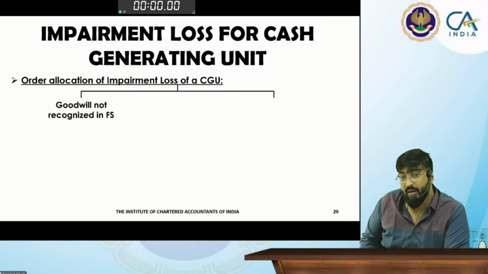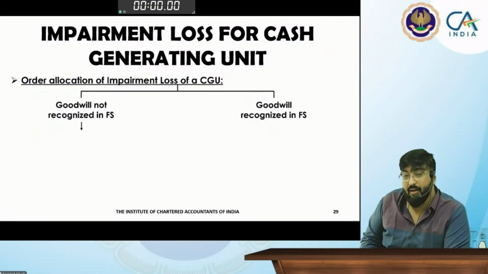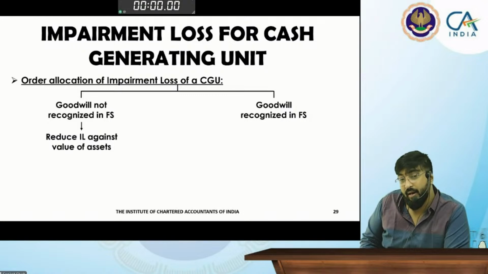Goodwill is not recognized in the financial statement. Goodwill recognized. Now can you understand this chart? Let us see. If goodwill is not recognized, then in the carrying amount ratio, the entire impairment loss will be reduced against that CGU only. Yes, sir.